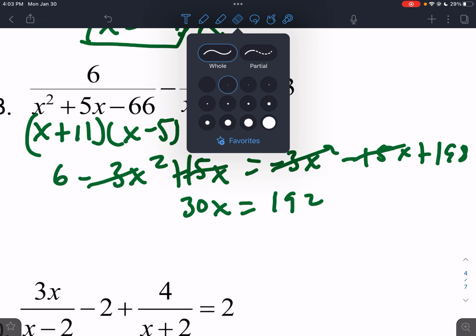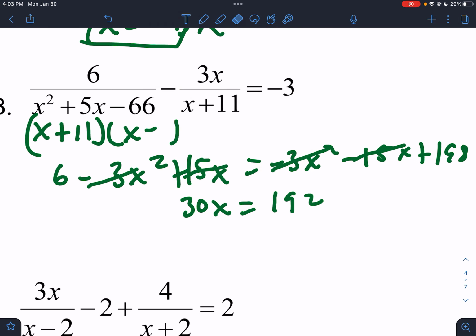I messed up. Guys, I'm so sorry. I'm trying to go too fast. I messed up back here. 11 and 6 would give me 5. So this would be 18. What does that do for me? I have 30x, 18 would give me 33x. Okay, 33x.